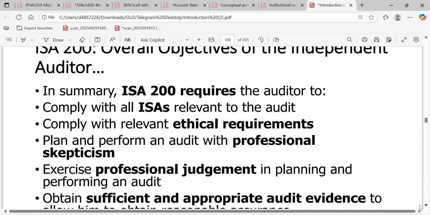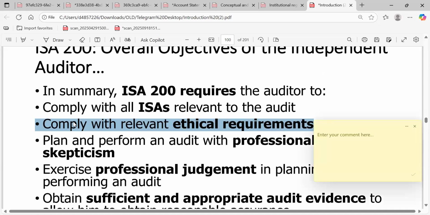So we say in summary, ISA 200 requires the auditor to comply with all ISAs relevant to audits. He is also supposed to comply with the ethical requirements. That's our next topic. Fundamental ethical requirements of an accountant. There are actually 5 in nature. So the auditor is supposed to comply with these ethical requirements. He must also plan and perform his audit with professional skepticism.